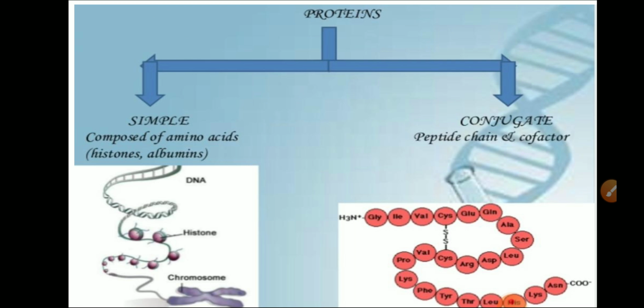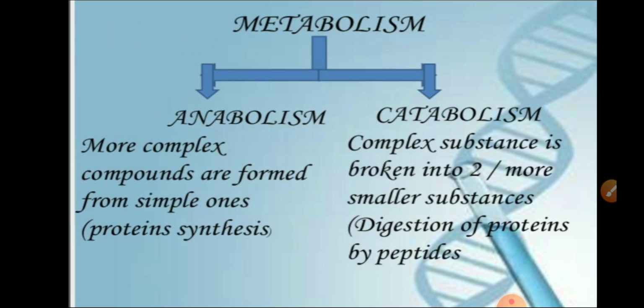Next we have the simple and conjugate proteins. The simple proteins are composed of amino acids only, like histone and albumin, and the conjugate proteins consist of peptide chains and cofactors. Metabolism. Now in this chapter we have two important terms, that is anabolism and catabolism.